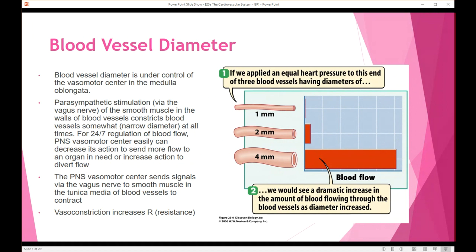Okay? The vasomotor center is going to send signals via the vagus nerve to the smooth muscles in the tunica media. Remember, that's that coating on the outside of the blood vessels, to contract. When we vasoconstrict, it increases resistance. Okay, so this is vasoconstriction, right? So when we constrict, we're going to have more pressure because of more resistance.